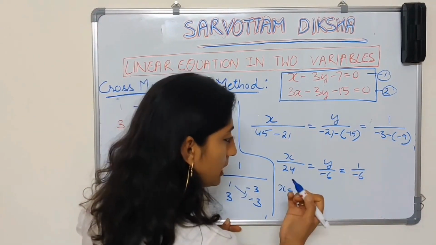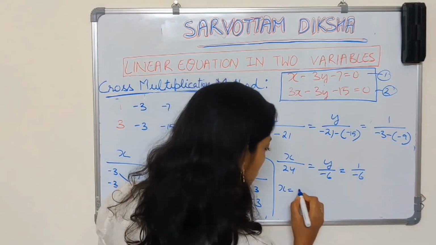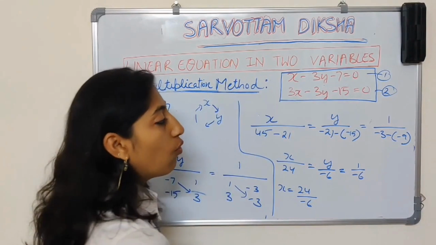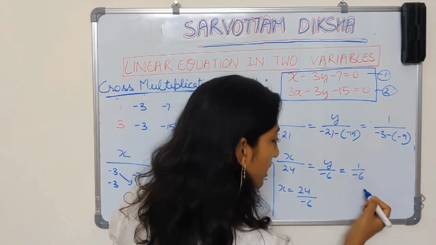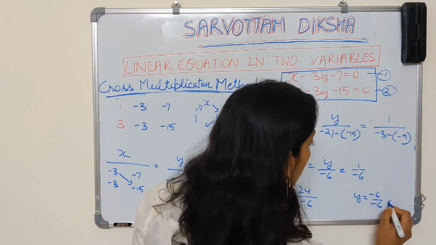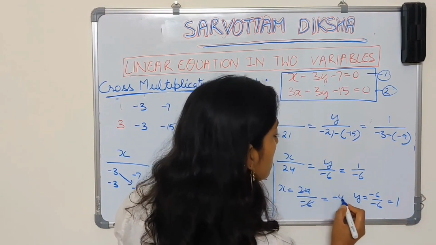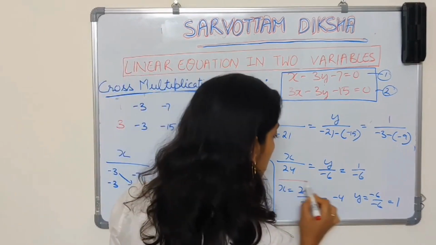Take x by 24 is equal to 1 upon minus 6. So this is 24 upon minus 6. Now take y upon minus 6 is equal to 1 upon minus 6. This is clearly, as it is visible, equal to 1. And here, when I cut, x is minus 4. So these are my answers.